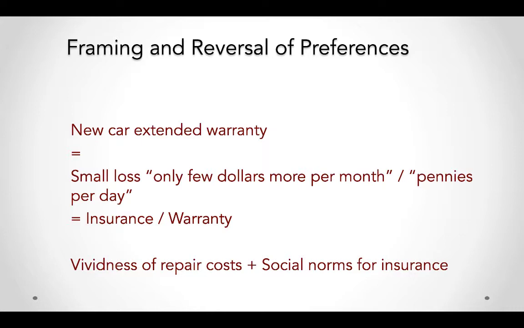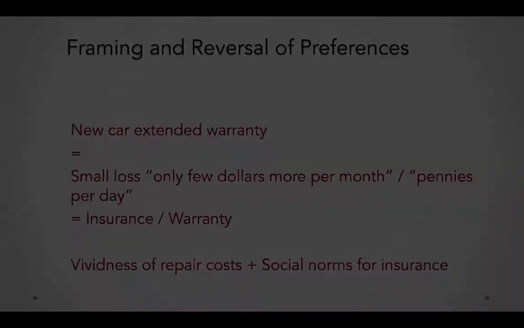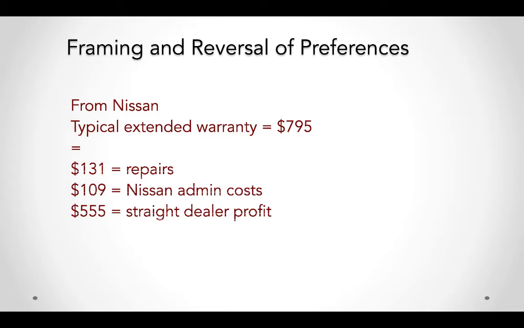extended warranty for your car, which most of the time doesn't make any sense, because if you look at the typical extended warranty from Nissan, this is a study that has been done, you pay $795 for the extended warranty, out of which over the time you own the car, $131 goes into repairs and $109 admin cost, and $555 is trade dealer profit. So stay away from extended warranties in general, because there's a small probability that will happen.